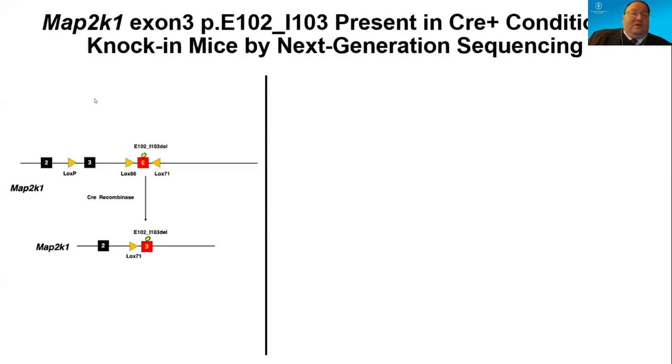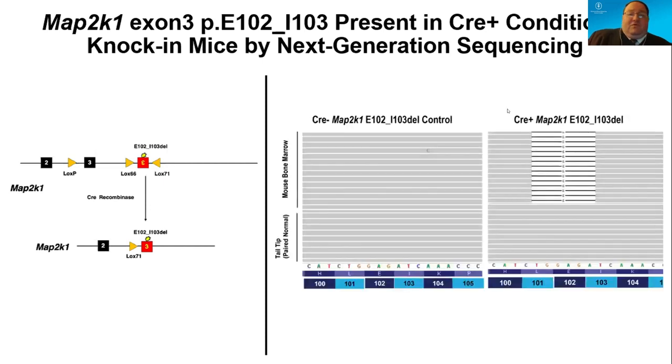So we developed a conditional knock-in mouse model, knocking in a mutation in exon 3 of the endogenous MAP2K1 locus within the mouse genome to encode the E203 deletion. We crossed these with a number of promoter mice: MX1-CRE, VAV1-CRE, and CD11C-CRE. And of course, we have CRE-negative MAP2K1 mutant control mice, and then we have MX1-CRE, VAV1-CRE, or CD11C-CRE positive MEK1 mutant mice.